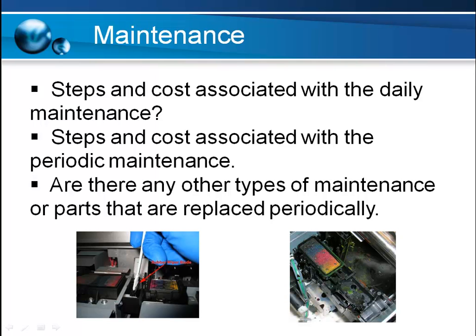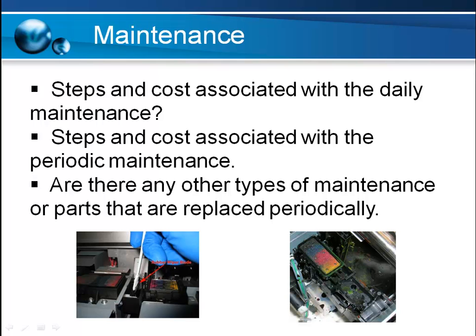Periodic maintenance is typically something you do once a week or once a month, whether that means flushing the ink lines to make sure that you have a good flow of ink and that there's no buildup of pigments on the internal tubes of the ink.